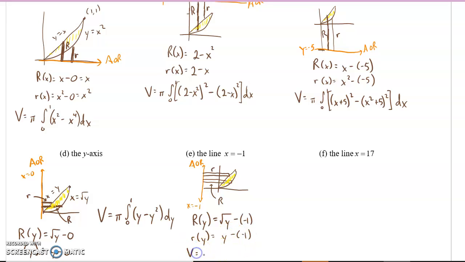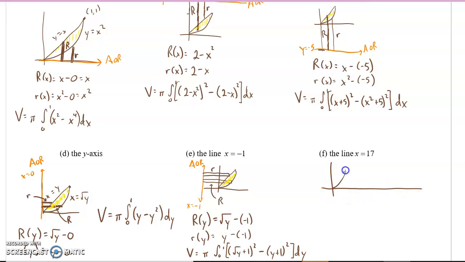So the volume equals pi times the integral from 0 to 1 of big R squared, which is root y plus 1, we're subtracting a -1, minus little r squared, that's going to be y plus 1 squared. That would be a bit of a pain to deal with, but certainly something we know how to do, right? We can square this, square this, subtract, combine like terms, all that jazz, and we can evaluate this.